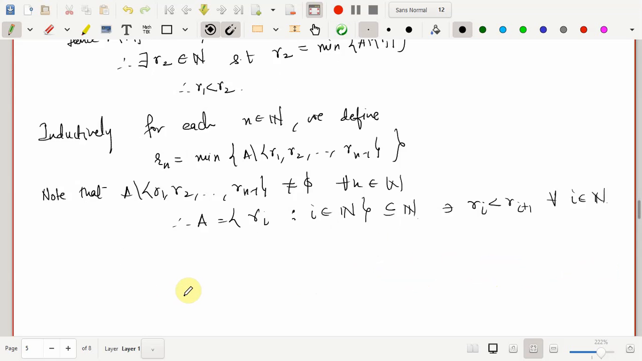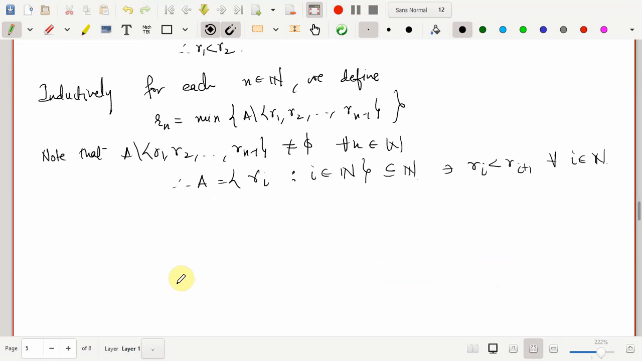So now this gives us the idea. We could enumerate the elements of A in such a way: R1 is less than R2 less than R3, and this goes on, less than Rk less than Rk plus 1, and this process goes on because it's an infinite set. We are proving that it is countably infinite.